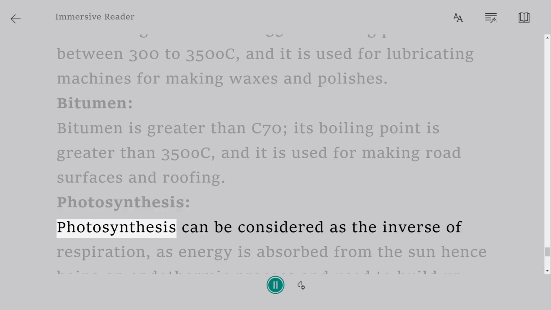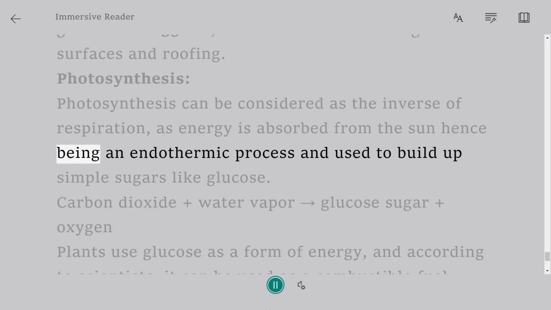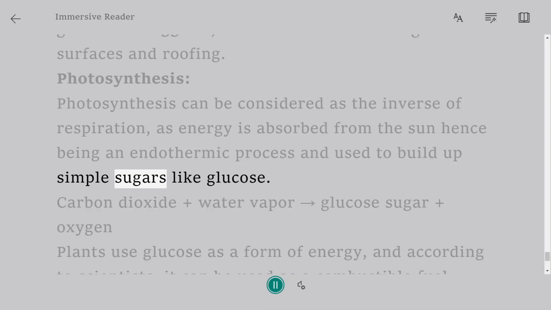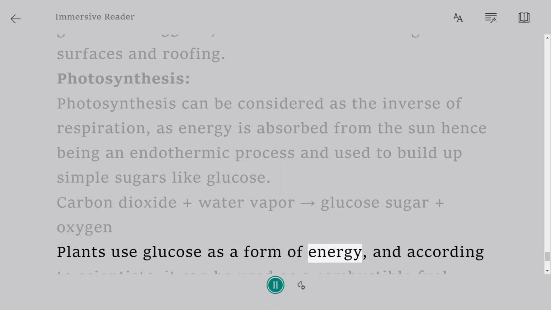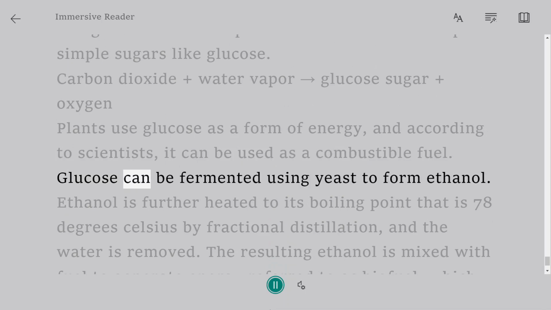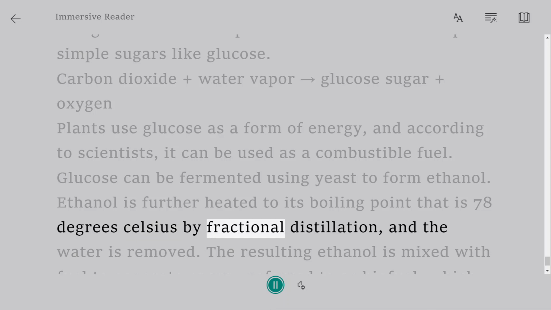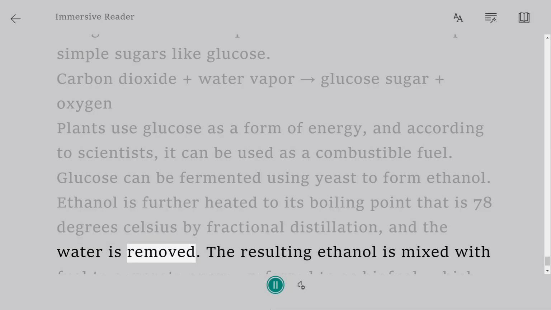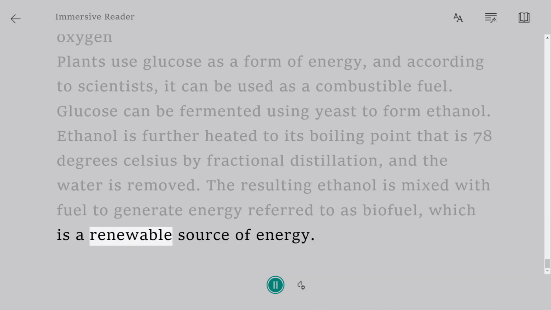Photosynthesis. Photosynthesis can be considered as the inverse of respiration, as energy is absorbed from the sun, hence being an endothermic process used to build up simple sugars like glucose. Carbon dioxide plus water vapor yields glucose sugar plus oxygen. Plants use glucose as a form of energy, and according to scientists, it can be used as a combustible fuel. Glucose can be fermented using yeast to form ethanol. Ethanol is further heated to its boiling point, that is 78 degrees Celsius, by fractional distillation, and the water is removed. The resulting ethanol is mixed with fuel to generate energy referred to as biofuel, which is a renewable source of energy.